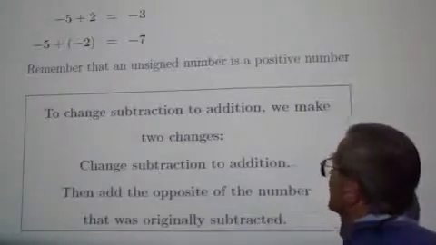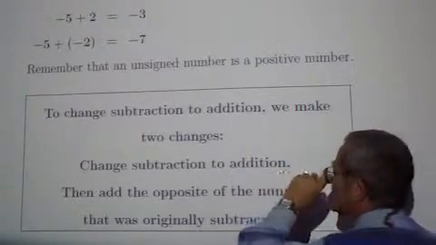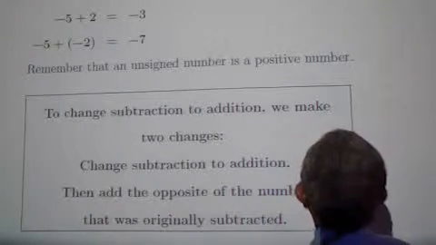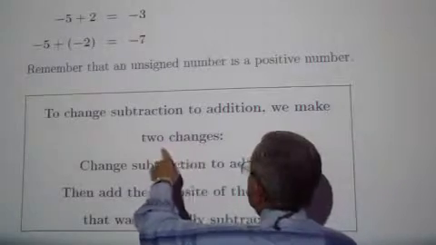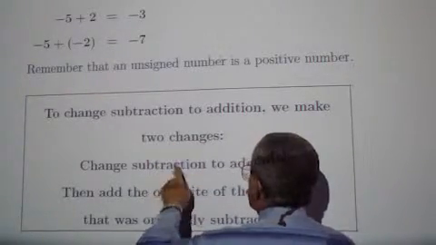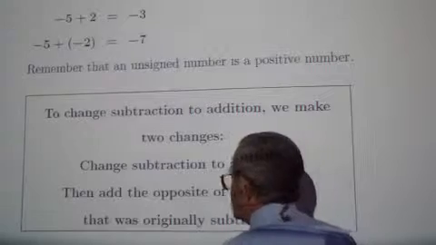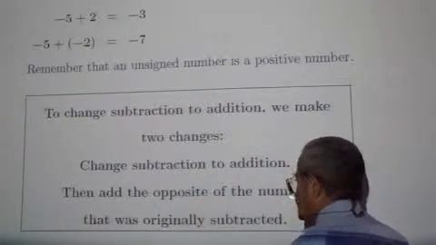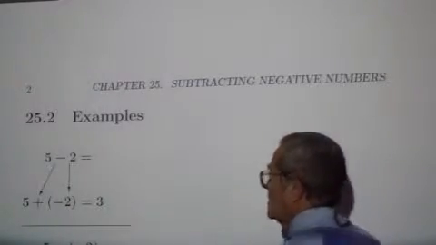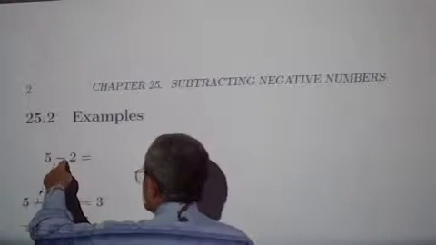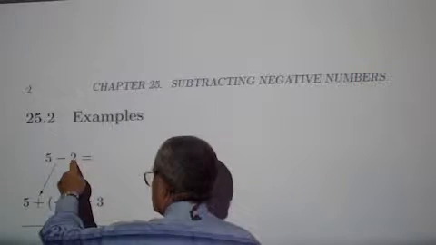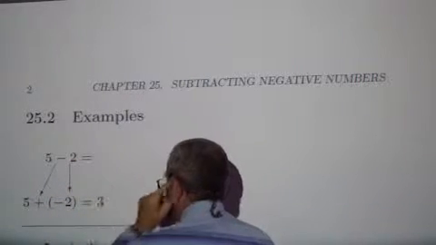To change subtraction of signed numbers, we make two changes. Change number 1, we change subtraction to addition. Number 2, the number that we originally subtracted, we add the opposite of that original number. Examples. 5 minus 2, change number 1, subtraction to addition. Change number 2, we subtracted positive 2, so we add negative 2.